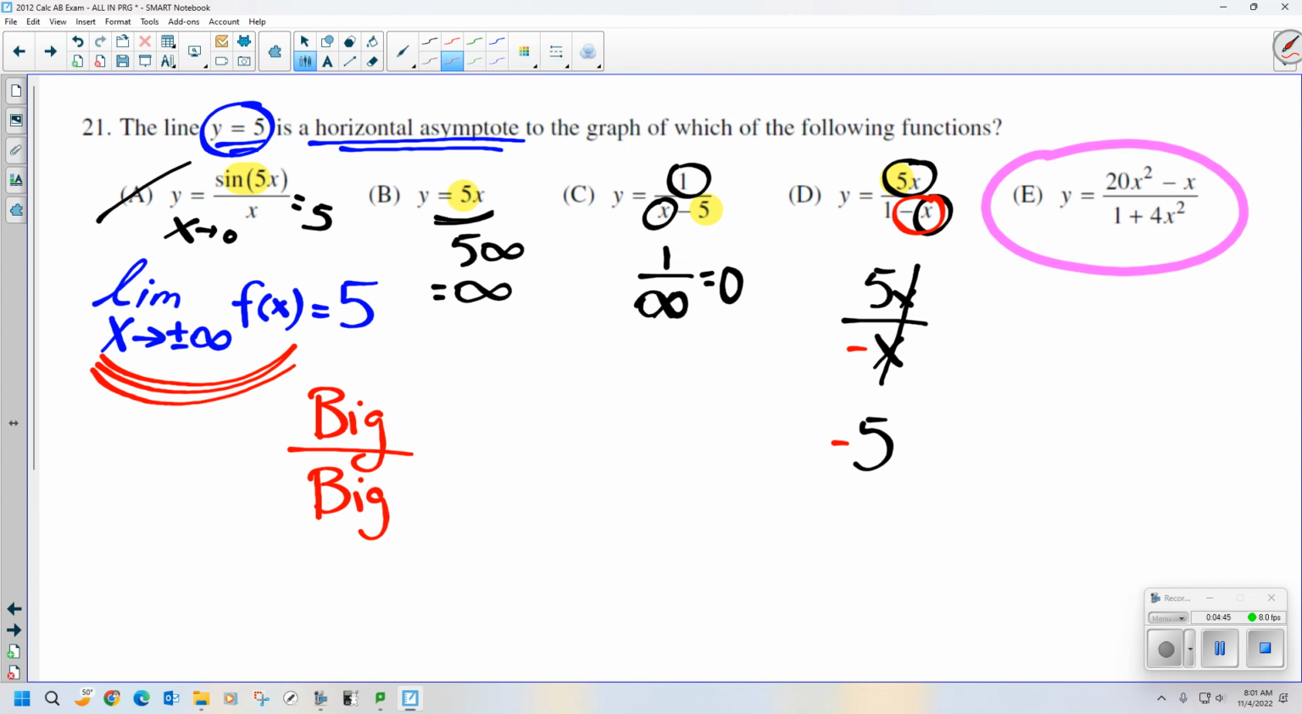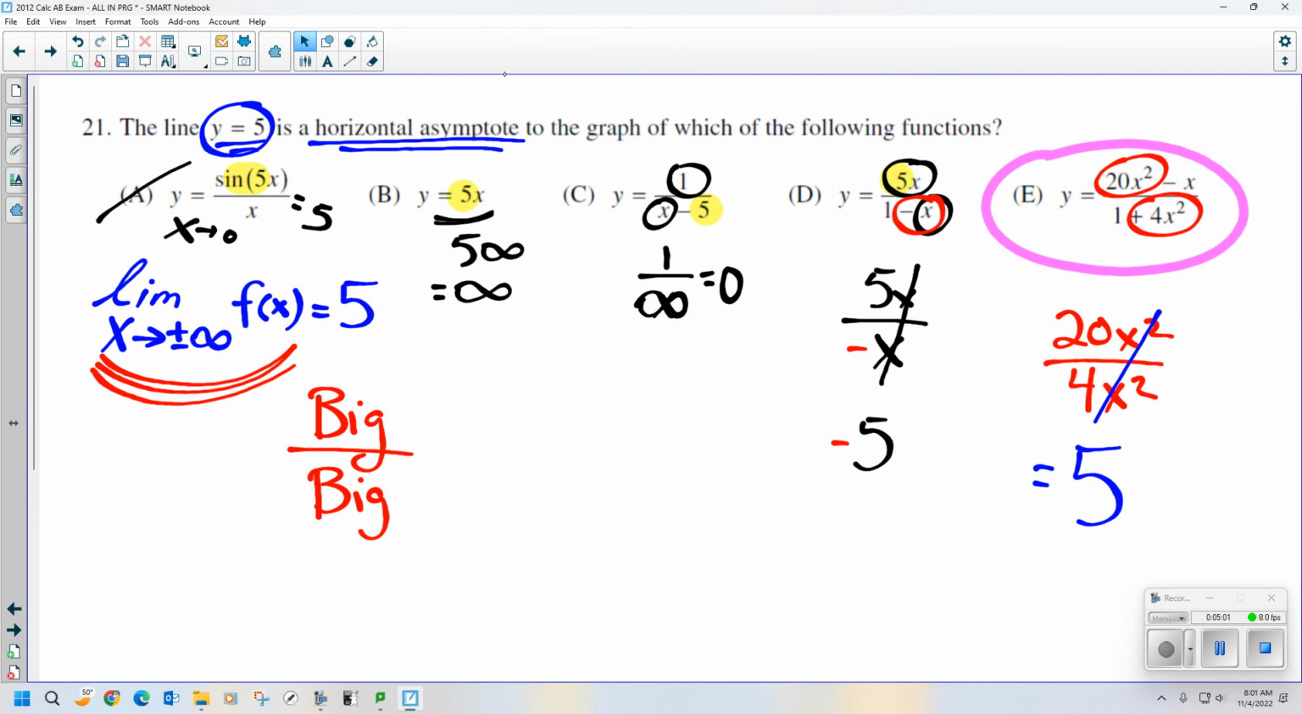And choice E, obviously the biggest term on the top is 20x squared. The biggest term on the bottom is a positive 4x squared. Our x squareds cancel, and 20 divided by 4 is my 5. So that's how I get choice E. But it's funny that the horizontal asymptote is y equals 5, and every answer that's wrong has a 5 in it. The one answer that's correct does not have a 5 in it at all. Those crazy College Board peeps, they're nuts. When will they ever learn?